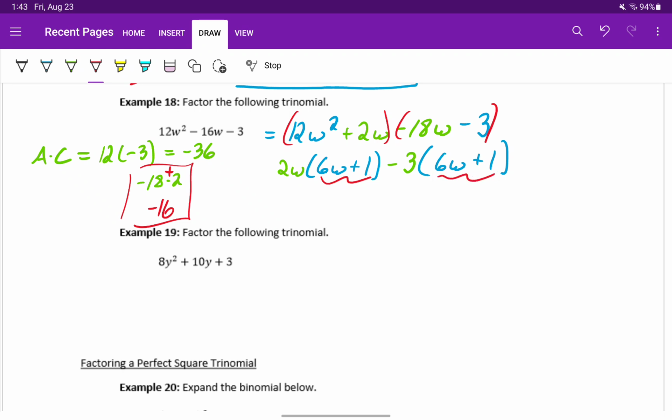We have 6w plus 1 in both terms, making that a common factor that we can pull out, leaving us with 2w minus 3, and we have our factored expression.